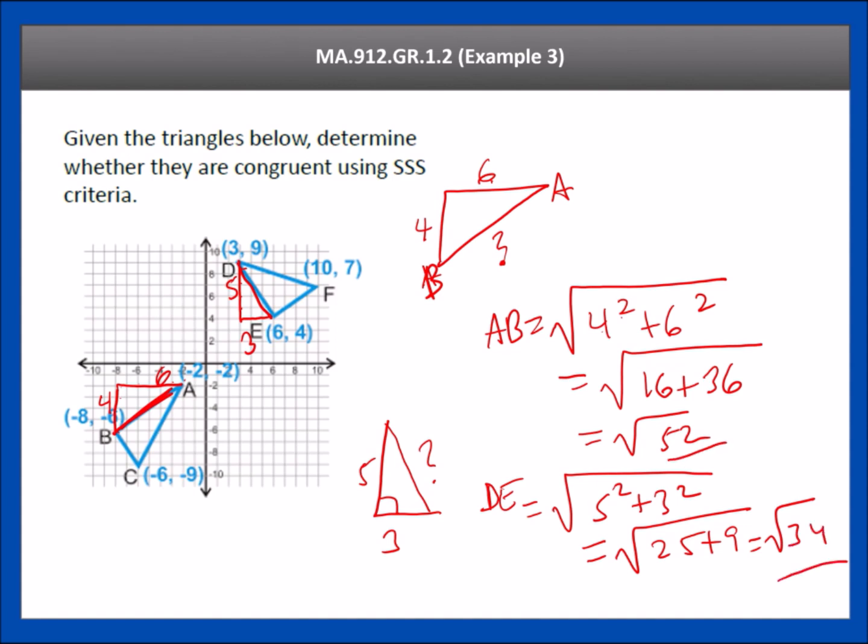Notice they're not the same number. 52 and 34, completely separate numbers. So these two are not congruent, and therefore these two triangles are not congruent by SSS. If you do the other pairs of sides, they're also not going to be congruent. So the triangles are not congruent by SSS.